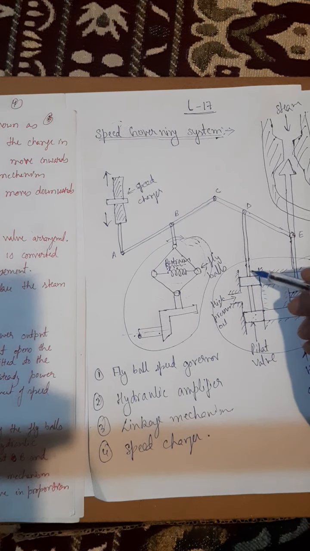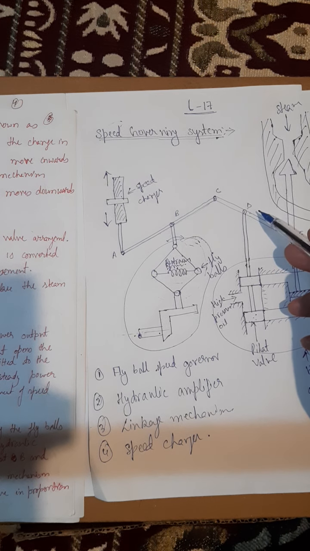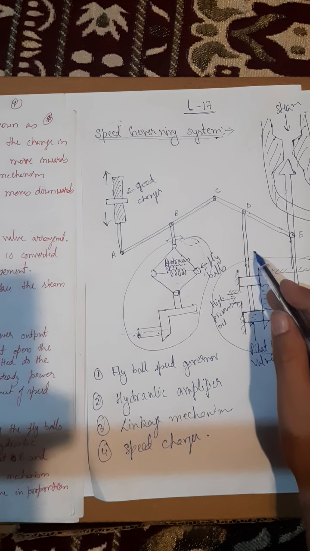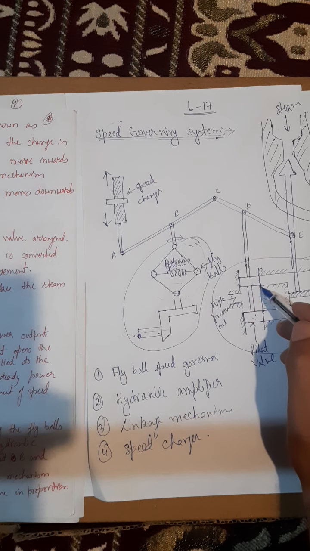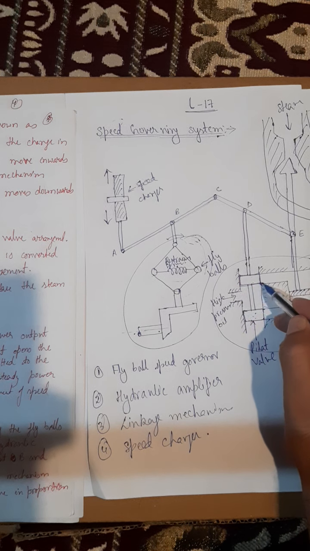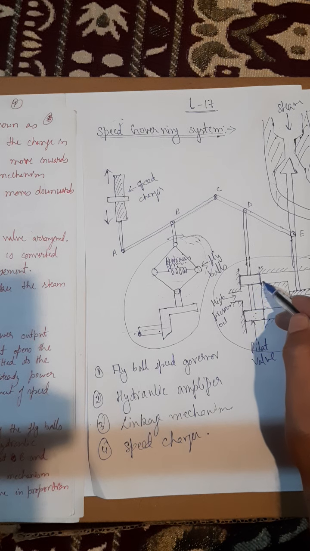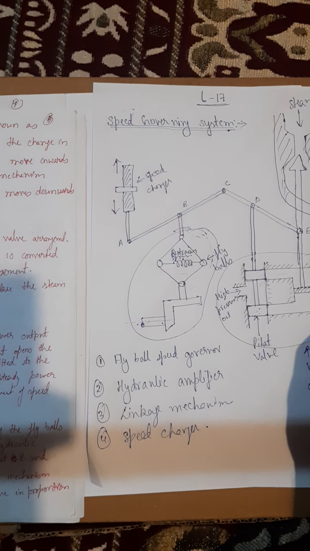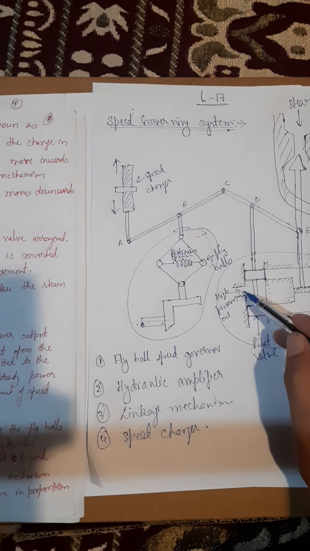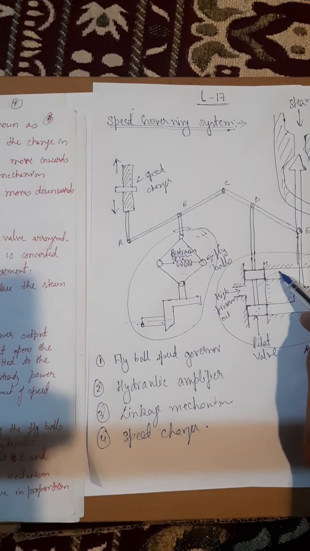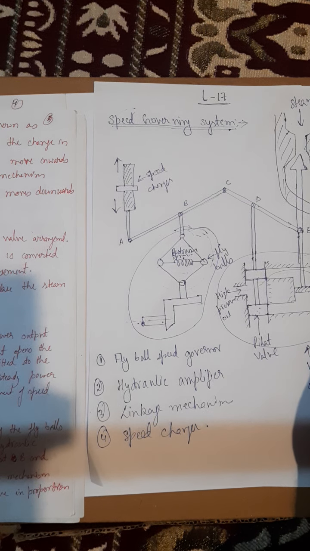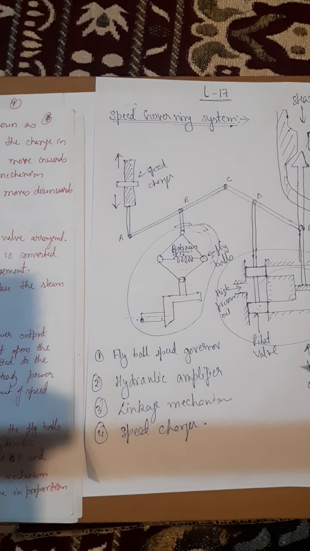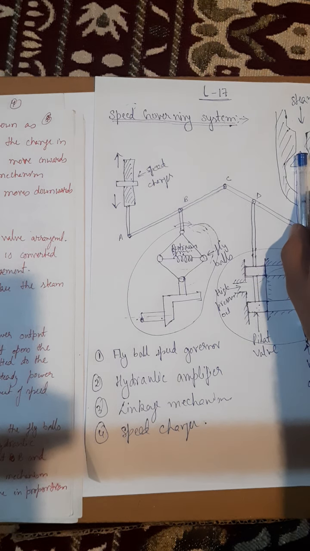So if D moves upward, what will happen? This opening will open, because this block will move upwards. So this opening will open, and high pressure oil will enter from here, and it will enter into the main piston, pushing the main piston downwards. High pressure oil will follow this path and push the main piston valve downwards. And when this main piston valve is pushed downwards, the steam valve opens here.